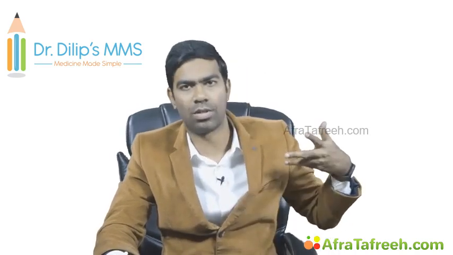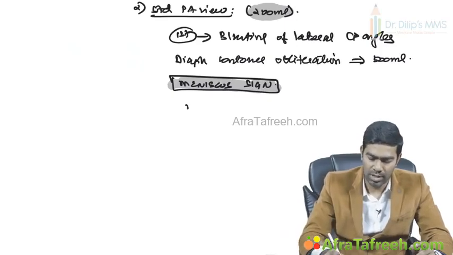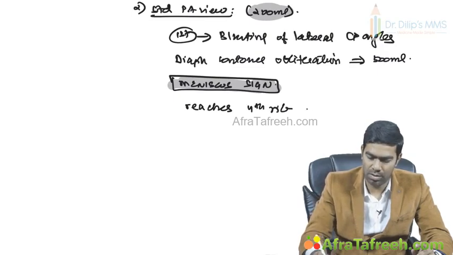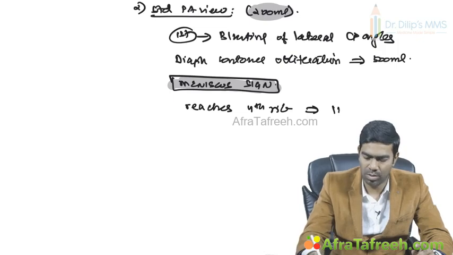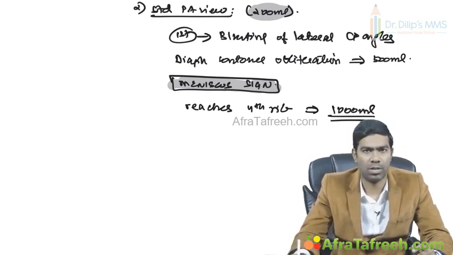So what is the meniscus sign? It is the sloping of the pleural effusion: the level is lower medially and a little higher laterally in a standard PA view. Suppose the opacity reaches the 4th rib, if the fluid level appears to reach the 4th rib, you are supposed to have at least 1000 ml of pleural fluid in the pleural space.